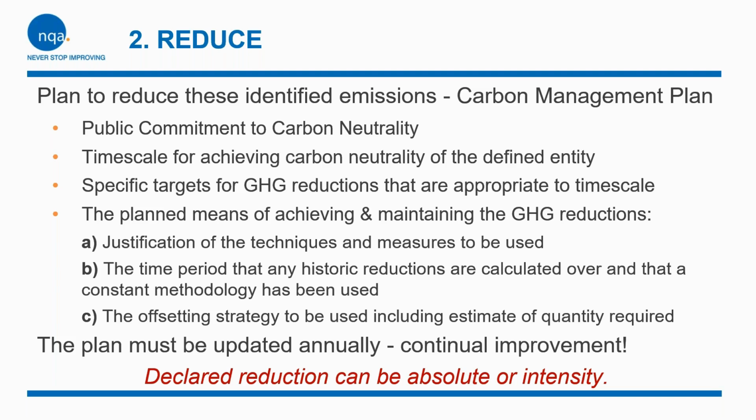and an assessment of the quantity reduced. It's an annual plan, it has to be updated annually, with continual improvement, and the declared reduction can be absolute. So in other words, this year we produced 1,000 tons of carbon. Next year we're going to aim to produce 950 tons. Or intensity. So going back to a widget manufacturer, you could argue tons of carbon per 1,000 widgets produced, and that is an intensity figure. Doing it that way does not penalise a growing company.